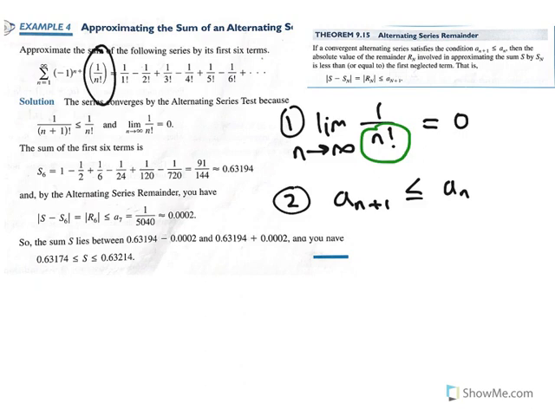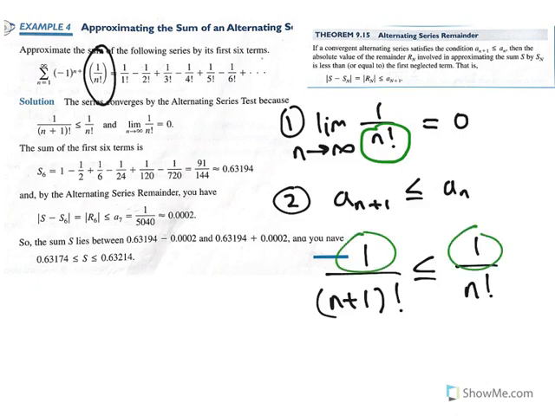So we can check that a sub n plus 1 is less than or equal to a sub n for all n greater than or equal to 1, or greater than or equal to some integer. We can verify that very quickly. A sub n plus 1 will be 1 over n plus 1 factorial, and that's got to be less than or equal to 1 over n factorial. Is that true? The numerators are the same, so the fraction with the larger denominator will be smaller. And of course, n plus 1 factorial is larger than n factorial. So we do have a convergent alternating series.